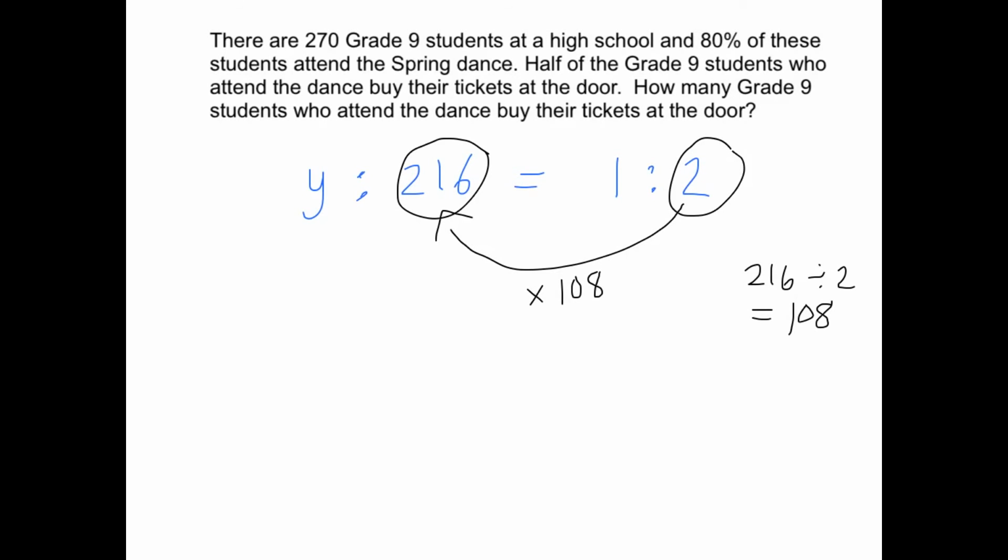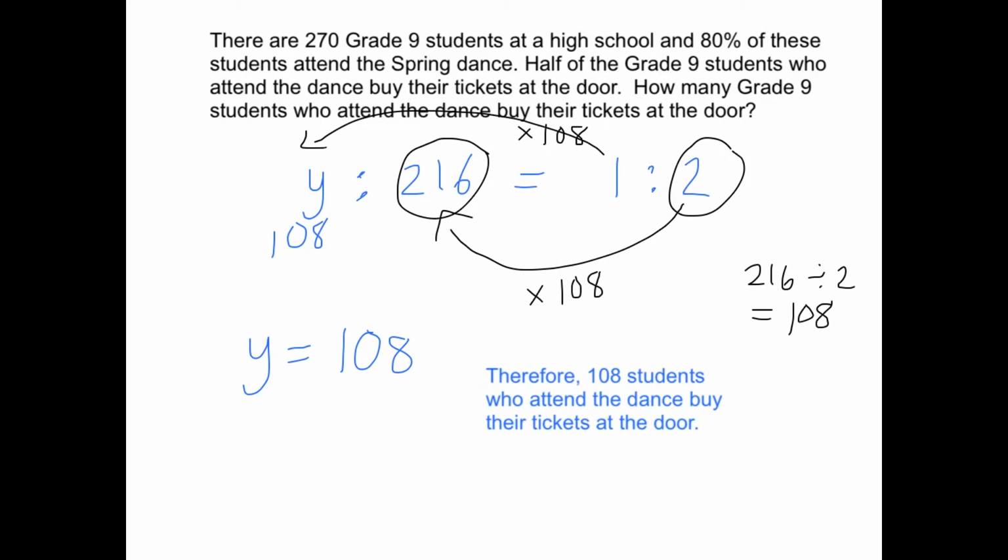Well, if we multiplied the second terms by 108, what would we have to do with the first terms? That's right, we would also need to multiply it by 108. 1 times 108 is 108. That means that y is equal to 108. Do you remember what y represented? Well, since y represented the number of students who buy their tickets at the door, we can conclude that therefore 108 students who attend the dance buy their tickets at the door.